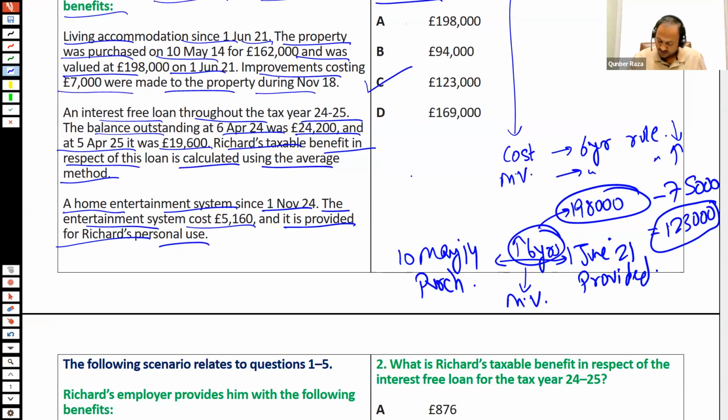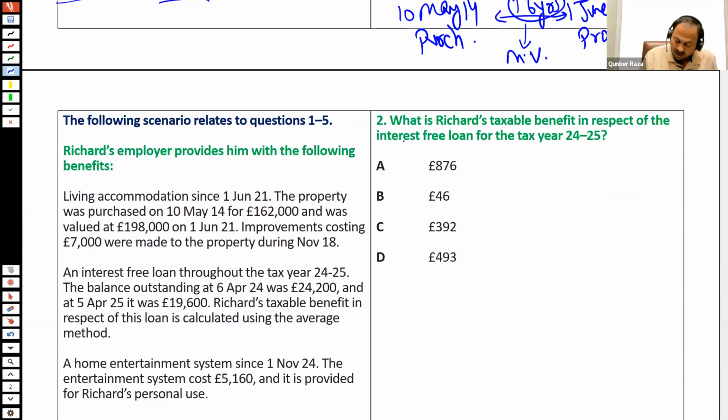No? Okay, I'm moving forward. Next, what is Richard's taxable benefit in respect of the interest-free loan for the tax year 24-25? What is the taxable benefit of Richard for tax year 24-25?